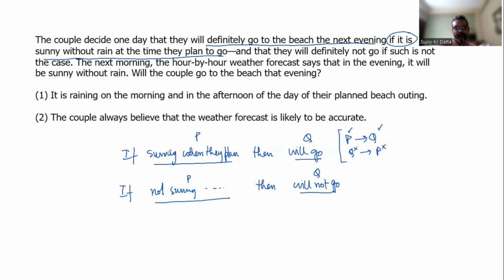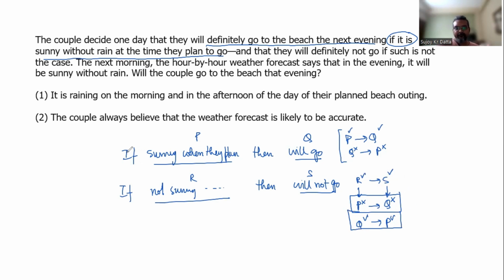Here, P is if sunny when they plan, and they have also stated that if P is false, then Q is false. Let's not take P and Q, otherwise it will be very confusing. Let's take R and S. So if R is true, then S is true, where R is true means not sunny, which means P is false. S is true means will not go, which is the negation of Q, so that means Q is false. So this is given. And hence the reverse, S false, then R false: Q true, then P true is also known.